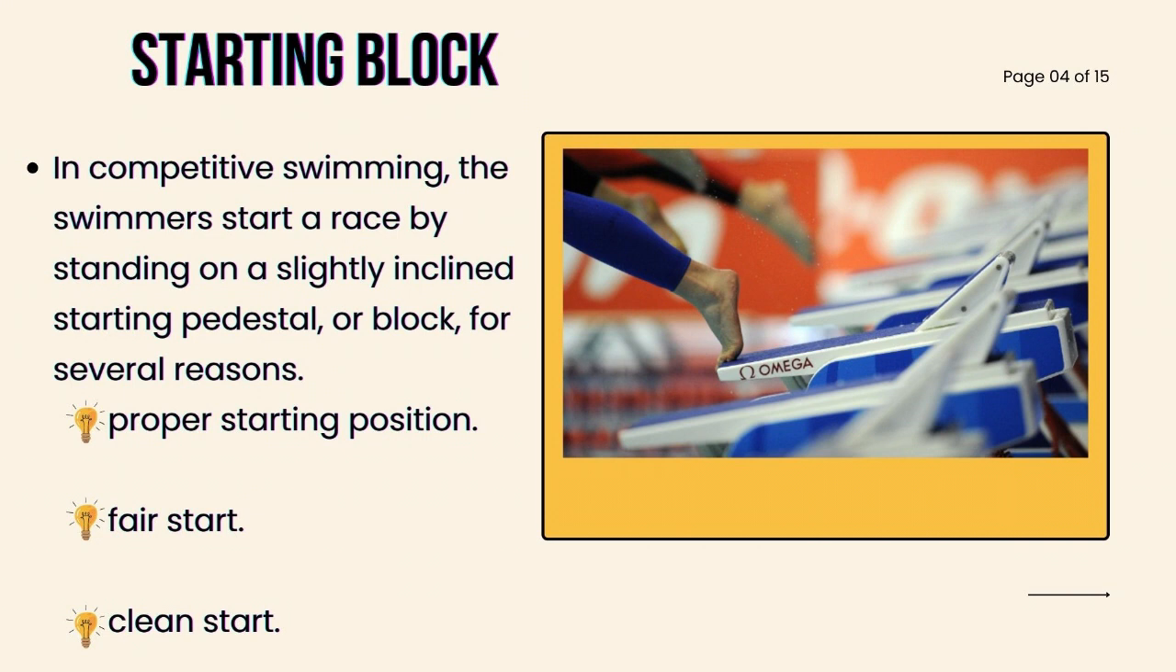And the second one is fair start. The starting block ensures that all swimmers are at the same level and are able to push off with the same amount of force. Without the starting block, some swimmers might have an advantage by being able to push off from a higher or lower position. And finally, clean start. Without the starting block, swimmers might have difficulty finding a stable footing at the start of the race, which could lead to a false start or disqualifications. The starting block provides a secure and stable platform for the swimmers to push off from, ensuring a fair and clean start to the race.